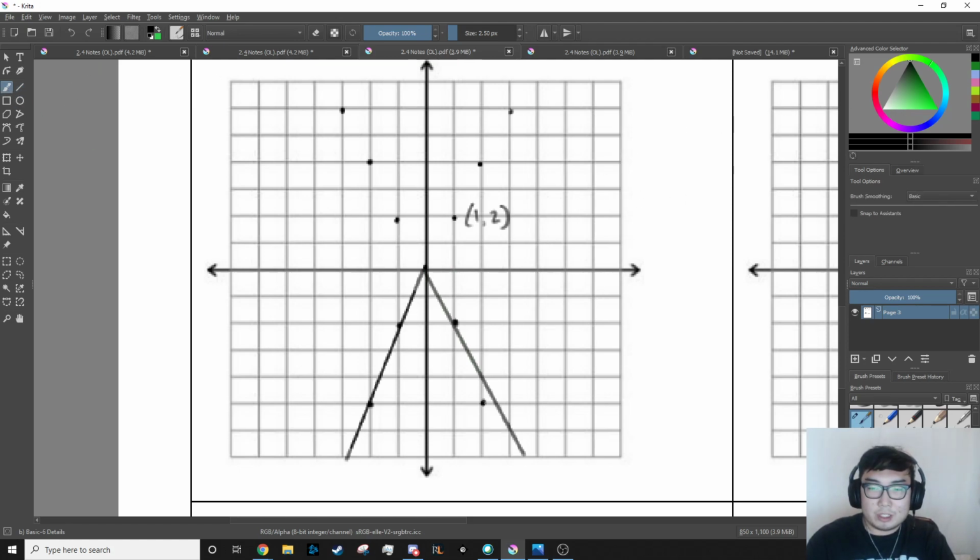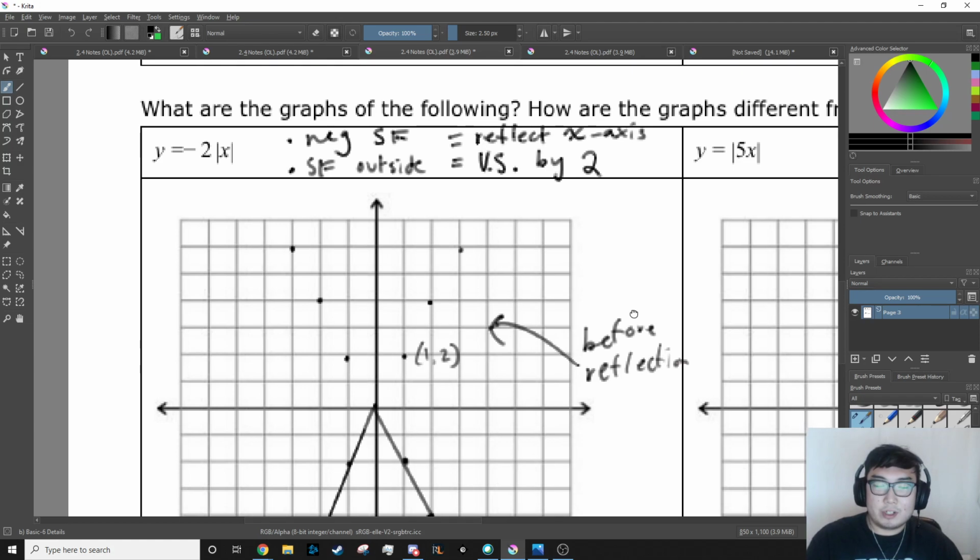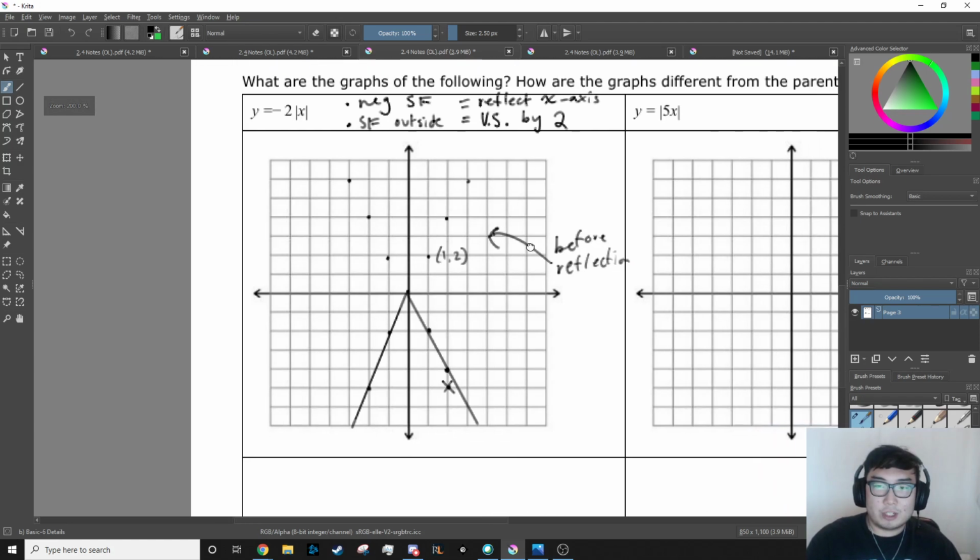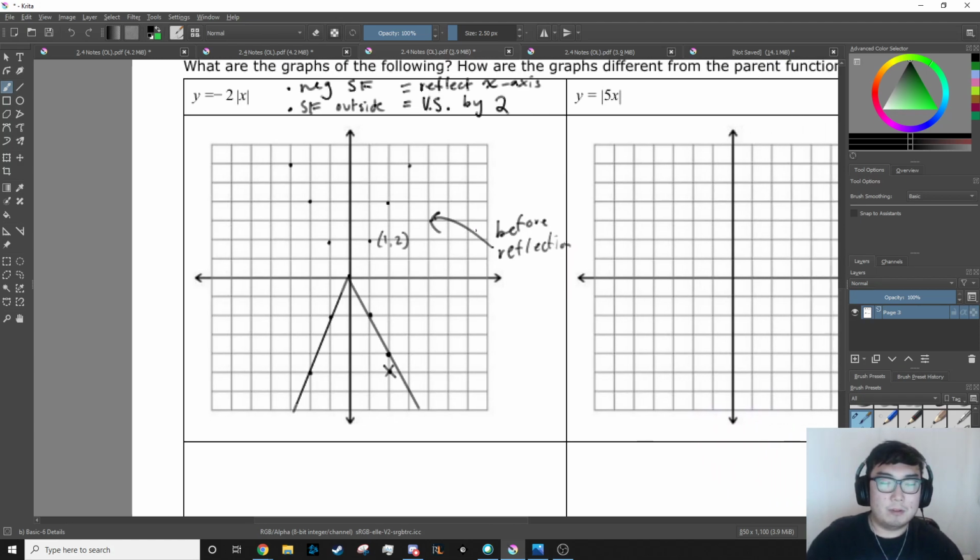I drew that. This is not a good point. This is the point. So this is the before reflection, as in, I did my transformations and my stretches and compressions before I applied my reflection.